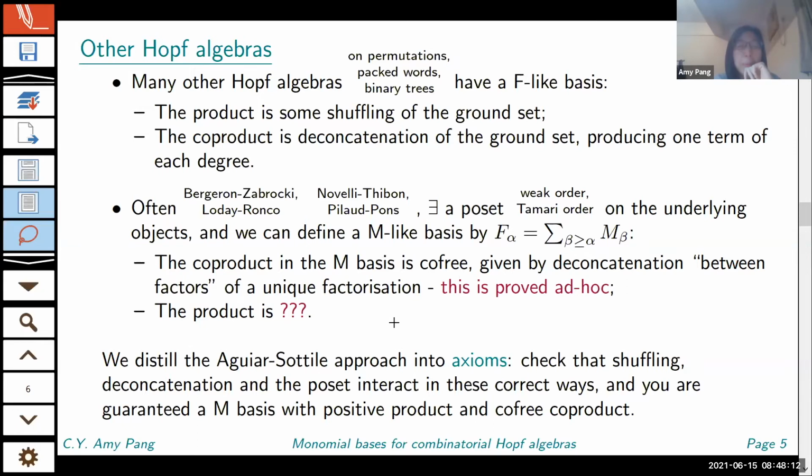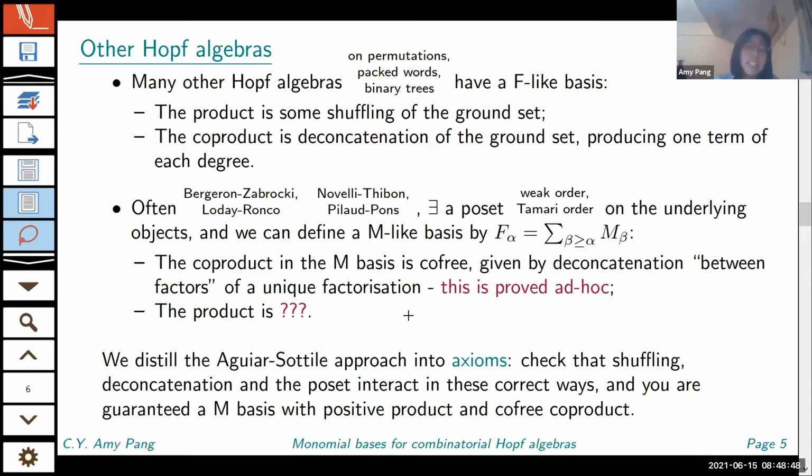There are some common elements to all these proofs, but somehow each proof is written from scratch again. A lot of the ideas are being repeated across the different proofs, and that's not very satisfactory for me. Also, not all of those people explored what the product is for the monomial basis. So in many cases, we don't even know whether the product is positive or not.